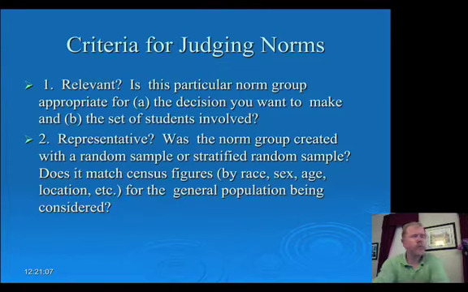So I wanted to finish up here by giving you some criteria for judging norms. And I'm going to go through these quickly because most of the text is already in the slides. One of the questions should be, is the group that you're comparing to relevant? Is it relevant to the set of decisions that you want to make? And is it relevant for the set of students that you're testing? Is it representative? Does the norm group actually reflect the students that you're testing?